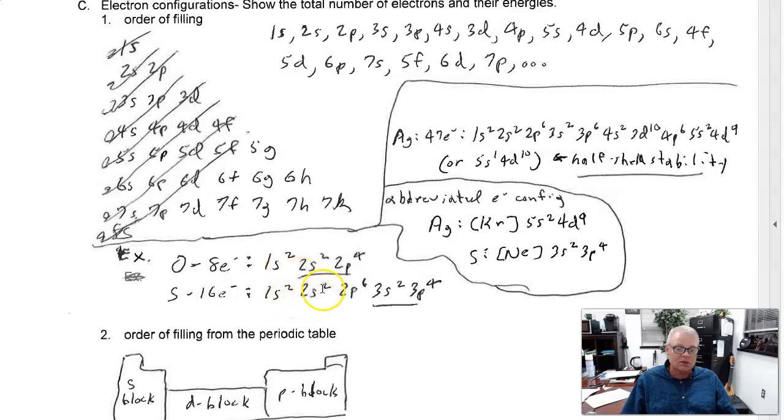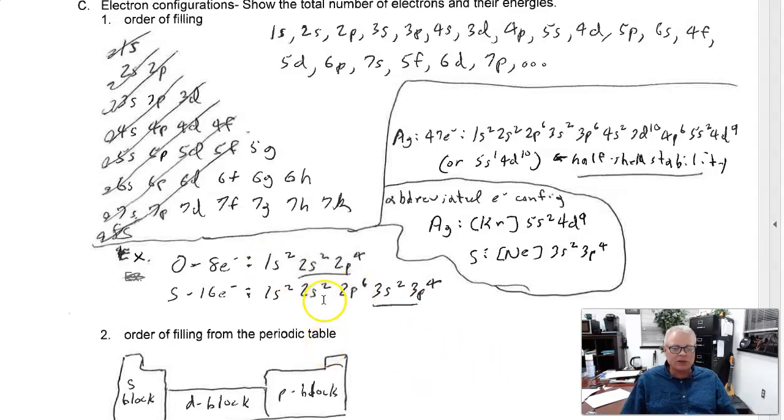2 and 2 is 4. 4 and 6 is 10. 10 and 2 is 12. So I need how many more? 4 more. 12 and 4 is 16. And so here is the electron configuration for sulfur. Make sense? Okay.